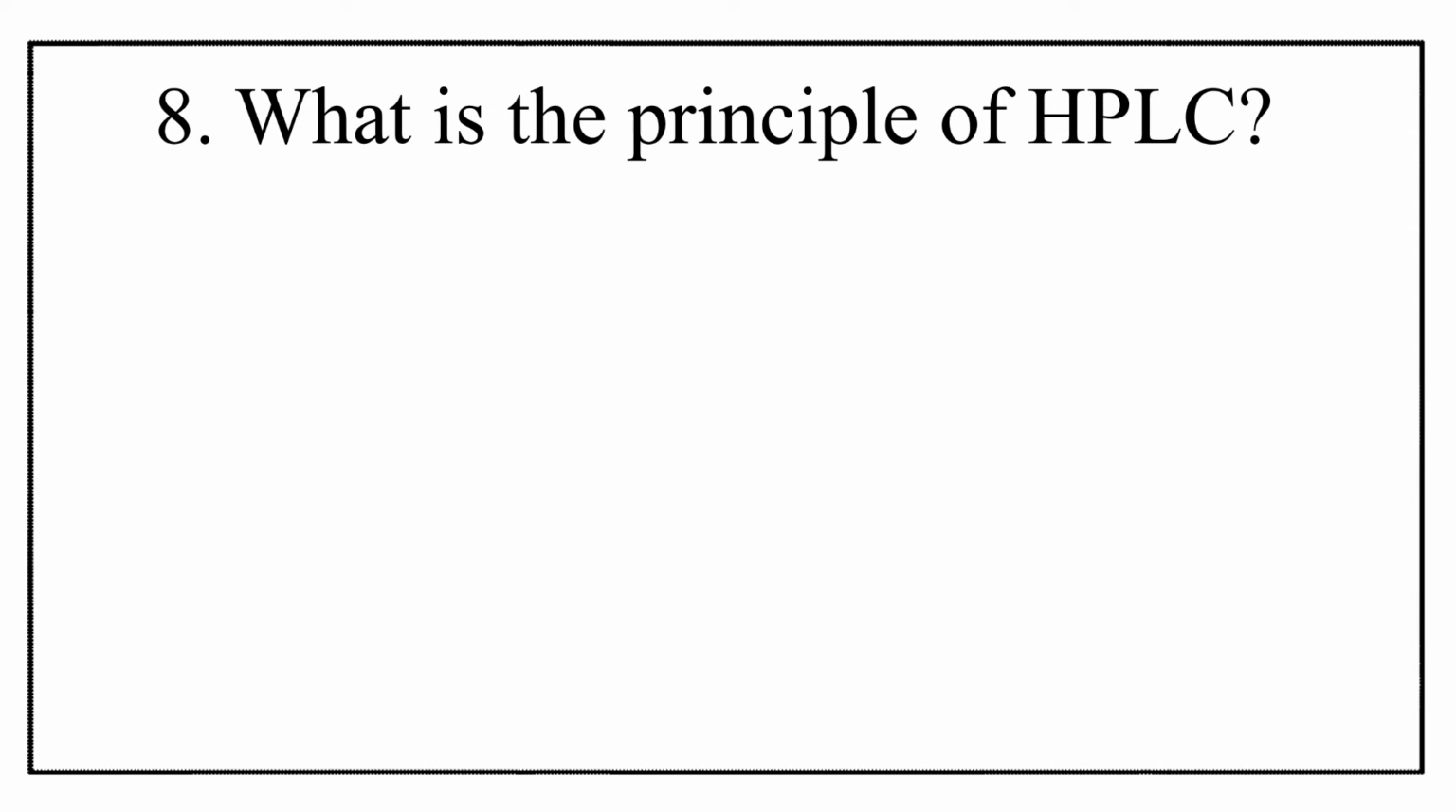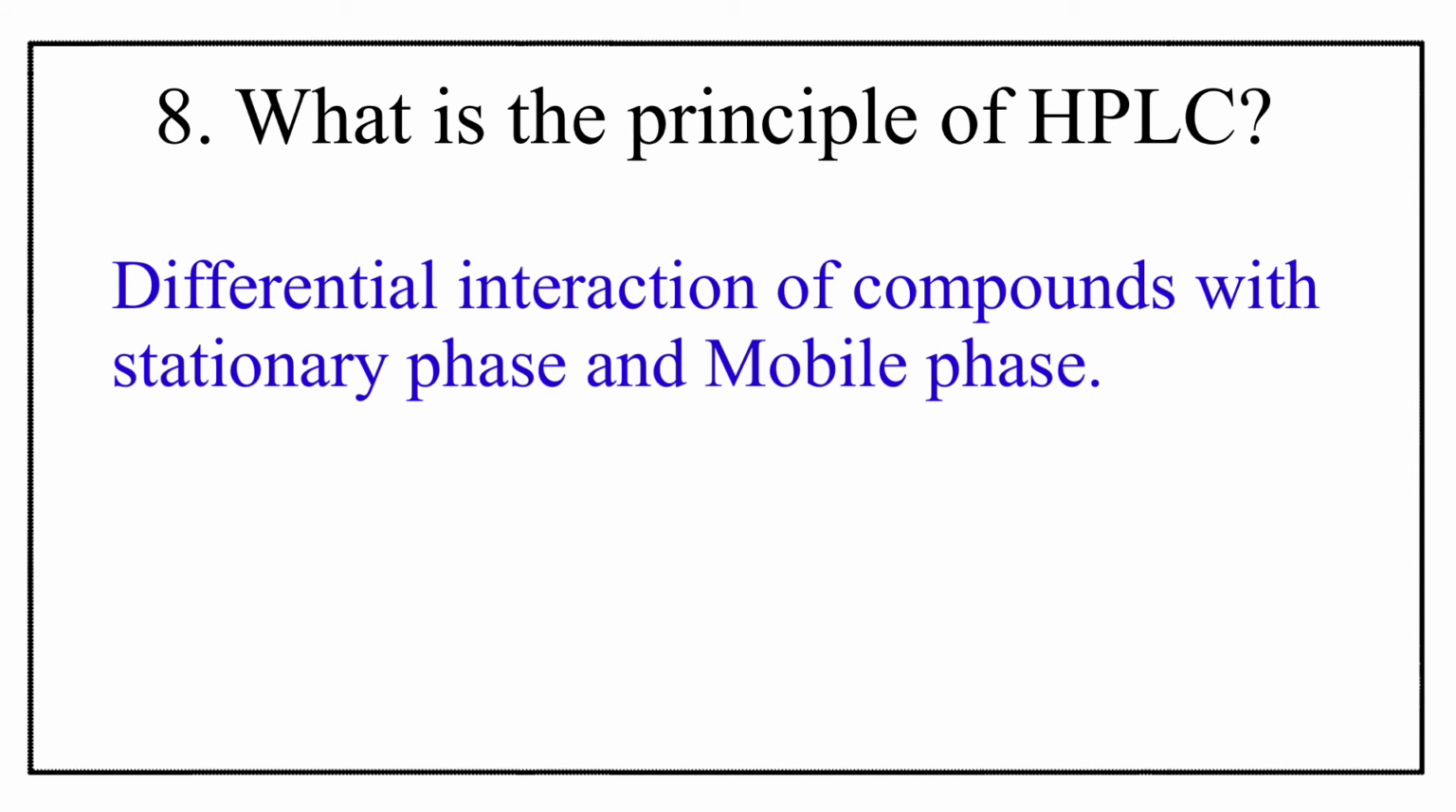Now comes question number 8. What is the principle of HPLC? The answer is, the principle of HPLC is based on differential interaction of the compounds with the stationary phase and the mobile phase. While answering this question, you must use these two words: differential interaction. Differential interaction means different compounds interact with the stationary phase in different ways, and the interaction of the compounds depends upon their polarity and affinity.